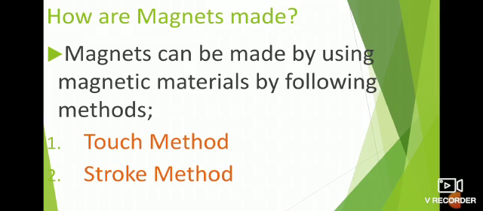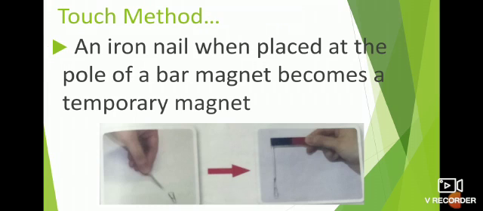The two methods we use to make magnets are the touch method and the stroke method. First, we will discuss the touch method. As its name shows, in the touch method a magnetic material becomes a magnet when it touches a magnet. So we can make magnets using the touch method.